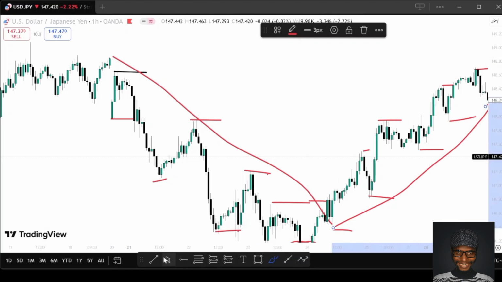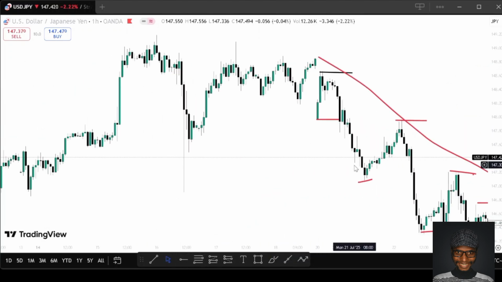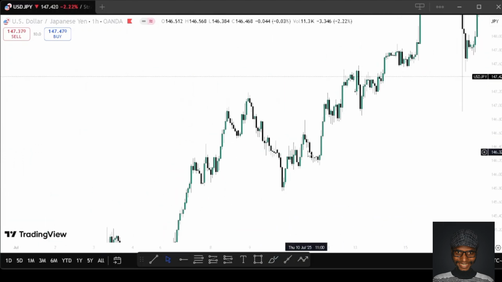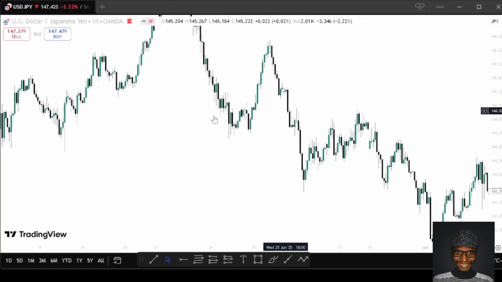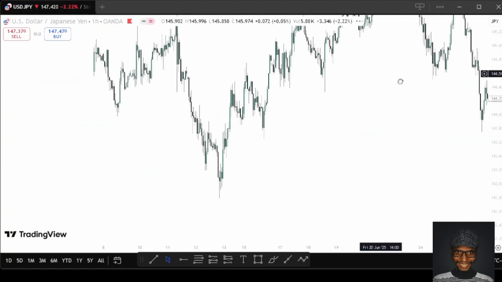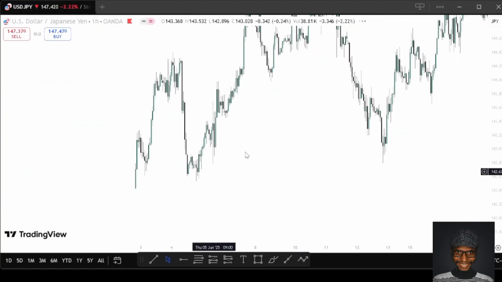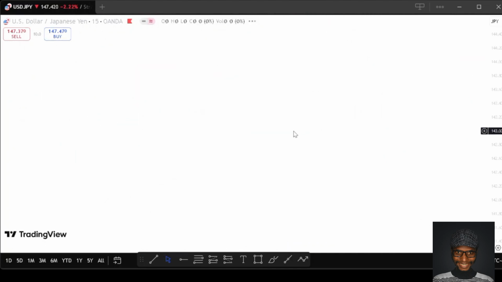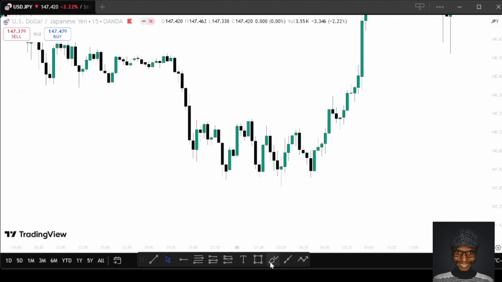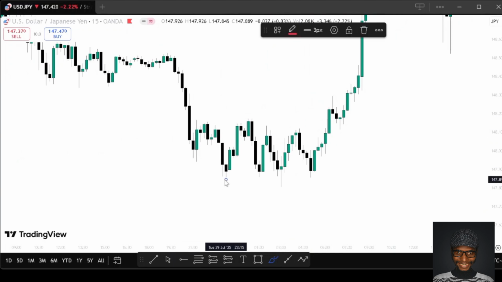Now let me give you an example of the range. Let's go to a much lower time frame, 15 minutes. I'm going to find something. Let's use this. Now let's look at this. Price is stuck between support and resistance.